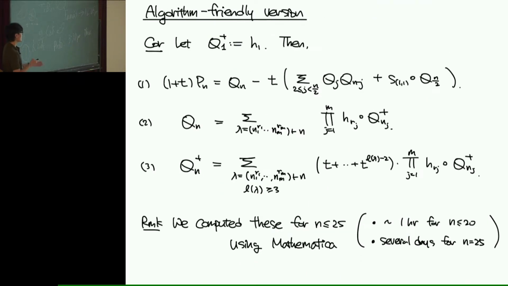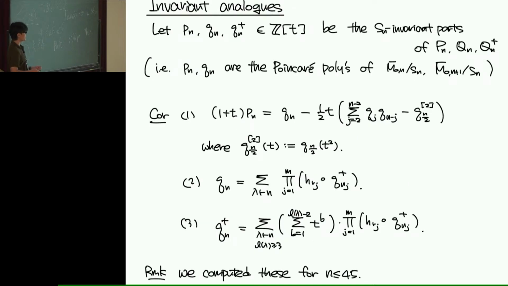Okay, there's a more algorithm-friendly version. You can see that Qn plus can be written down as some Qnj plus 1 with smaller nj's. So using this formula, we computed our representations. And there is also an invariant version, which is for the multiplicity version. To compute the multiplicity of the invariant, the trivial representation, you don't have to compute the whole representation, due to this formula. So that's how we computed these three polynomials up to 45. Okay, this is the end of my talk. Thank you very much.